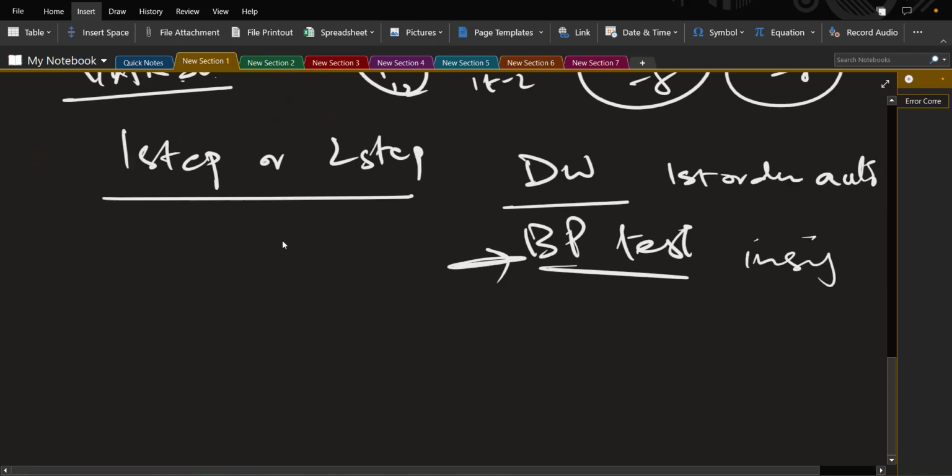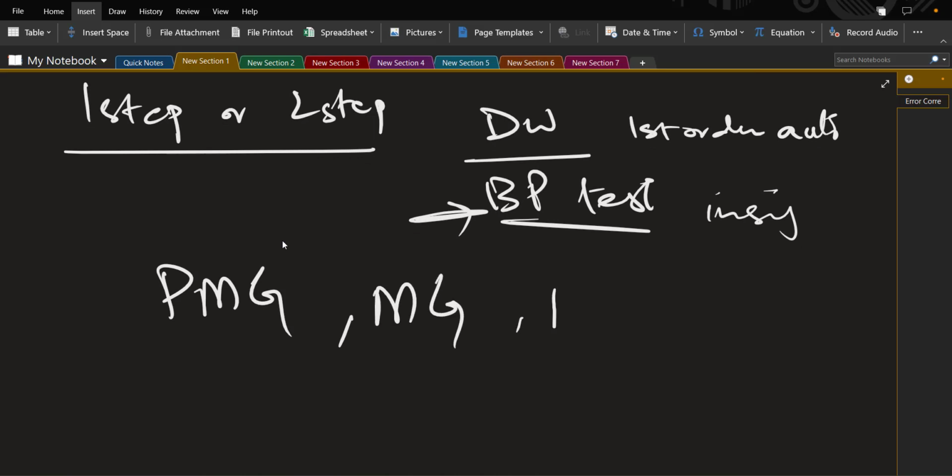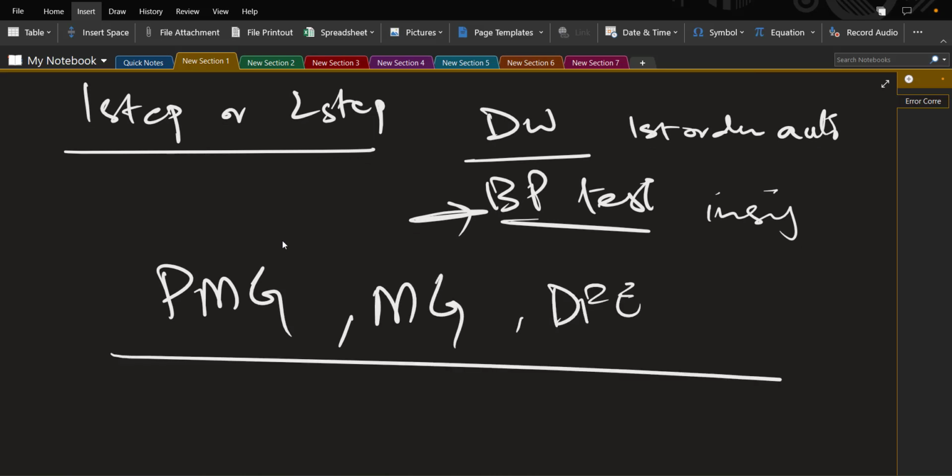There are three competing models available in panel data. One is called PMG, pooled mean group, then mean group, and dynamic fixed effect. These are three competing ways to estimate this error correction equation in panel data. And you can do that manually by looking at the specification shown in the base paper where these models are discussed.